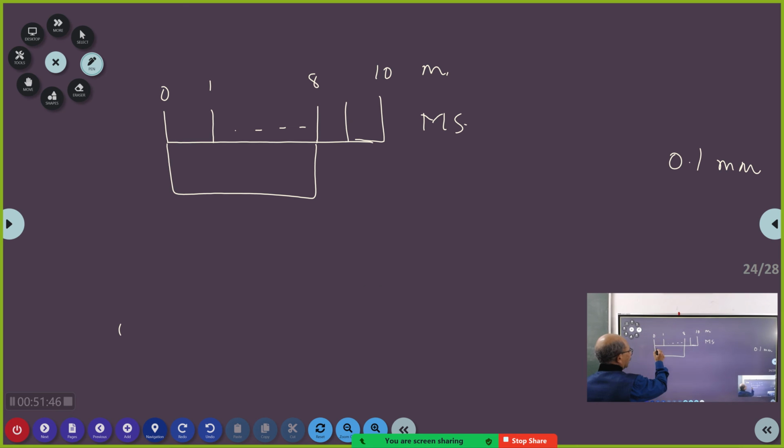So here you see, here you will have 10. 1, 2, 3, 4, 5. And this will be the 10th division. This will be the 0th division. You understood? What will be the least count here? Just now I taught you how you will write the least count.